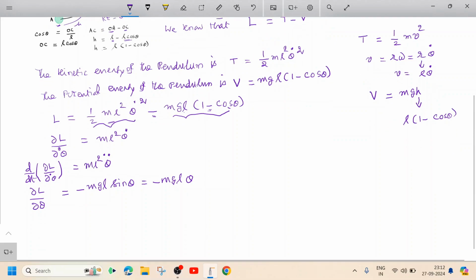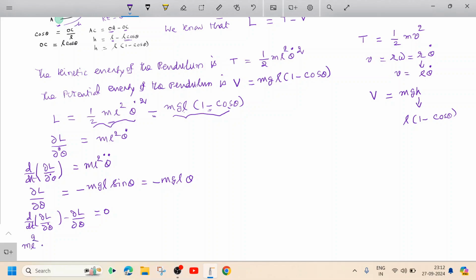Now we can write our Lagrangian equation, that is d by dt of dou L by dou theta dot minus dou L by dou theta, which is equal to 0. d by dt of dou L by dou theta dot is m L square theta double dot, minus dou L by dou theta is minus mgL theta. So minus into minus plus mgL theta, which is equal to 0. This is our Lagrangian equation for the simple pendulum.